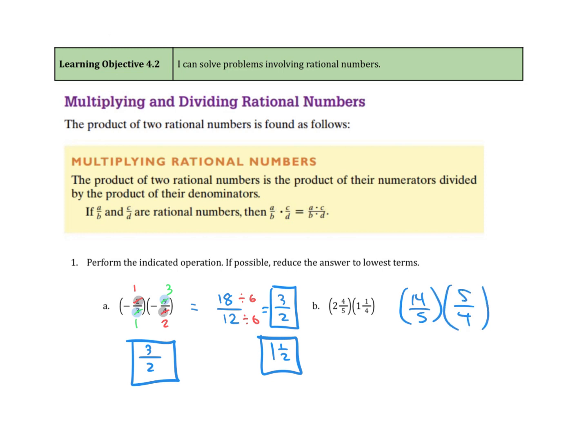And then again, I'm going to check to see if I can cancel before I multiply. And those 5s can both be divided by 5, so I'll get a 1 and a 1. And then 14 and 4 can both be divided by 2, so they'll become 7 and 2. And then I do the top times the top. 7 times 1 is 7. Bottom times bottom. 1 times 2 is 2. And we get 7 over 2. Or if you change it to a mixed number, that would be 3.5. Either answer is fine.